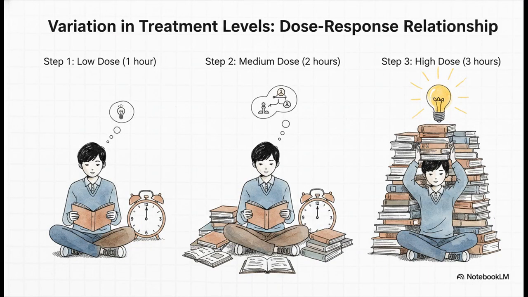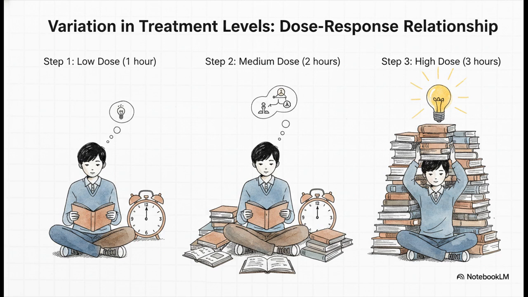But here's the thing. Manipulation isn't just some simple on or off switch. A crucial concept we need to talk about here is variation in treatment levels. Instead of just testing whether a treatment exists or doesn't exist, researchers very often test different amounts, intensities, or durations. Think of it like taking medicine. A doctor doesn't just ask, hey, did you take aspirin? They need to know, did you take 200 milligrams or 500? This reveals what we call the dose-response relationship.